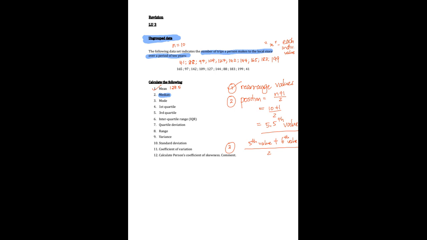So in your data set, the fifth value from the rearranged values, that would be 127, and the sixth value is next to that, which is 142. So 127 plus 142, and you'll add those, divide by 2, and that is 134.5. And that would be your median.